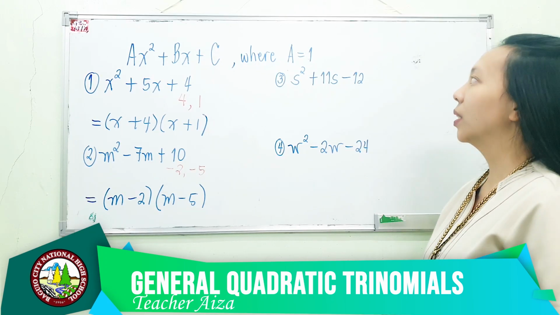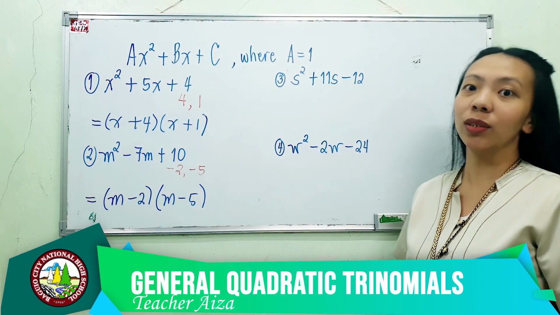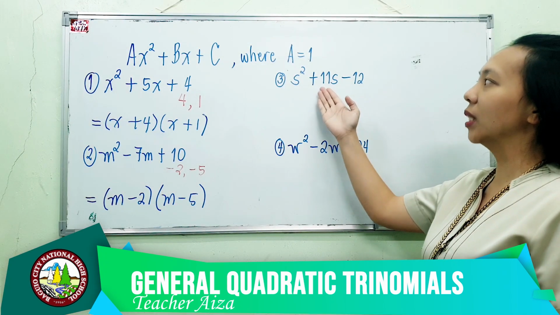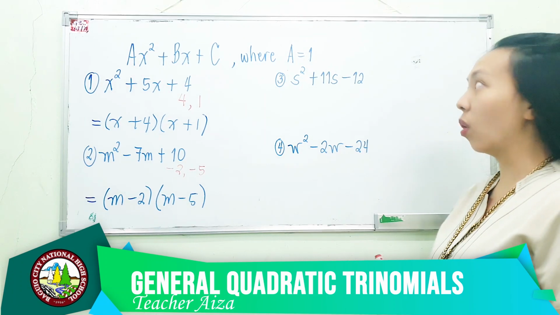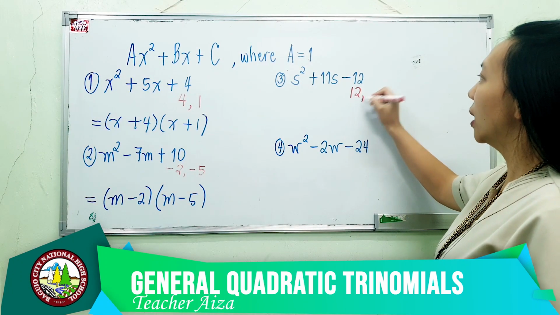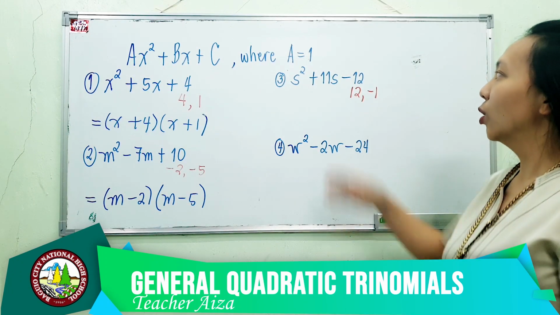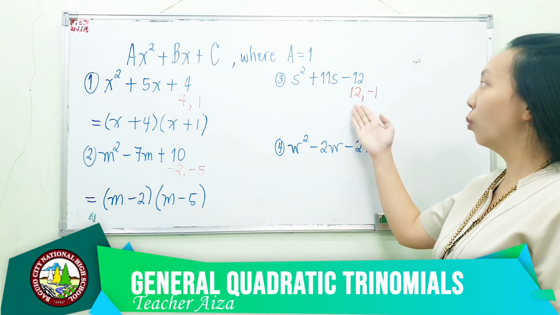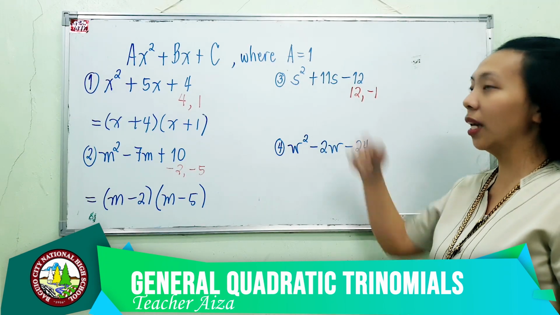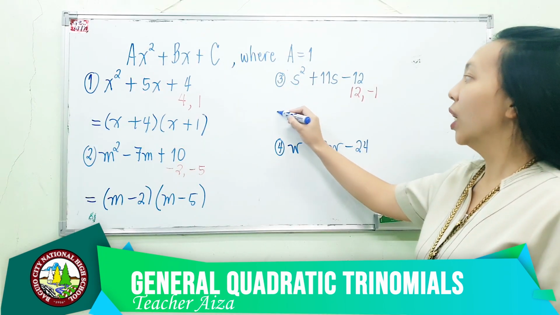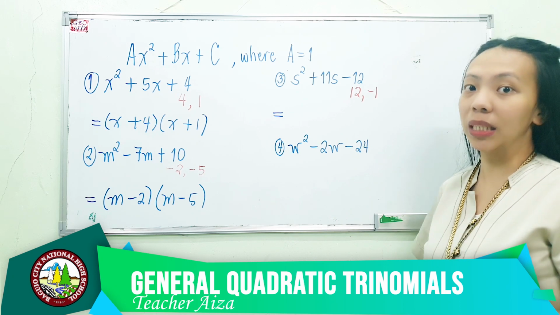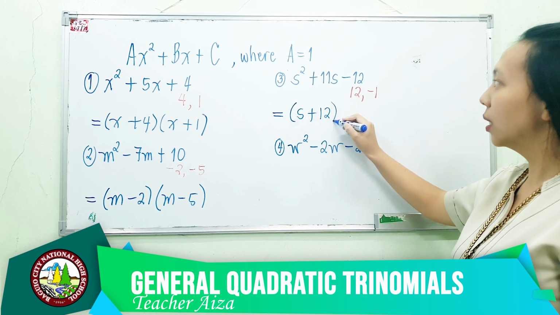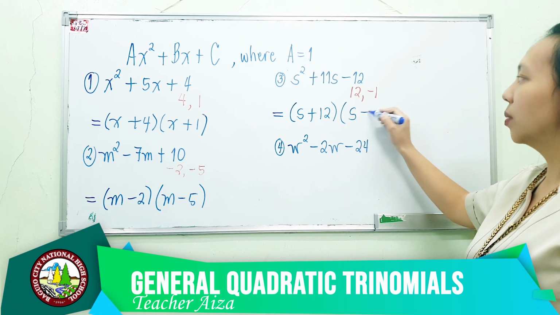For example, s squared plus 11s minus 12. What factors of negative 12 when added will give us an 11? These are 12 and negative 1. 12 times negative 1 is negative 12, and 12 plus negative 1 is 11. Thus, the factored form of the given polynomial is the quantity s plus 12 times the quantity s minus 1.